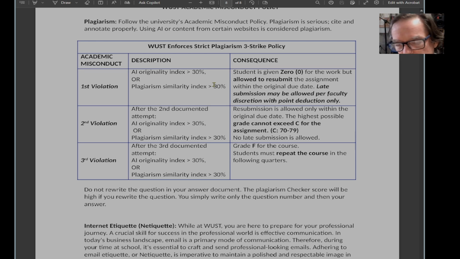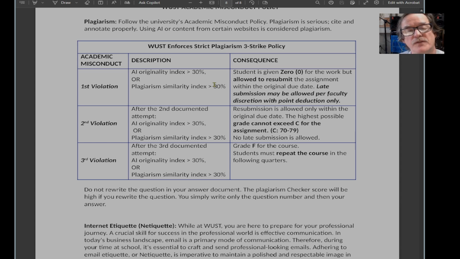And generative AI is not allowed. Now, there are other AI systems that help you with writing that are allowed. Grammarly, I guess Phrasely, Quillbot. There's a bunch of writing systems out there to help people write better.